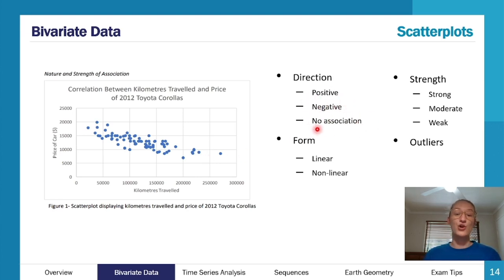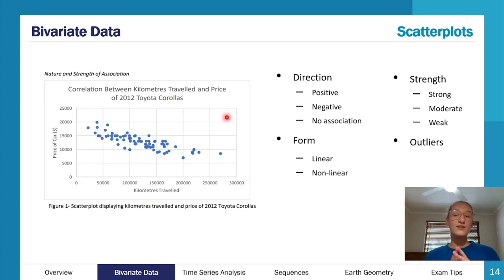Of course, the other option is no association. That's if our points were all randomly scattered about and there's not really any sense of direction to it. We'd say it has no association, because you can't have a positive or negative direction in that scenario. But here we have a negative direction. That's telling me that as the kilometers traveled increases, the price of the car decreases. So that's what our negative relationship is. As one variable increases, the other variable decreases. Whereas in a positive relationship, as one increases, so does the other.